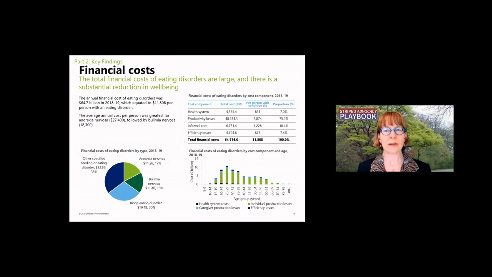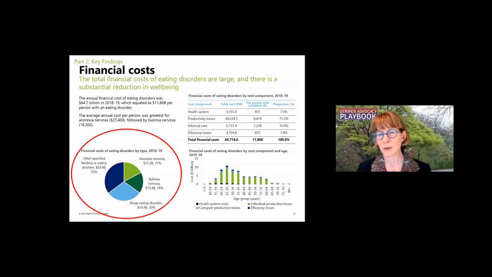Now, the financial costs of eating disorders are large and substantial reduction in well-being. The annual financial cost of eating disorders, as I mentioned, nearly $65 billion per year. This equated to nearly $12,000 per individual with an eating disorder. I want to call your attention to the lower left part of the screen. Financial costs for types of eating disorders.